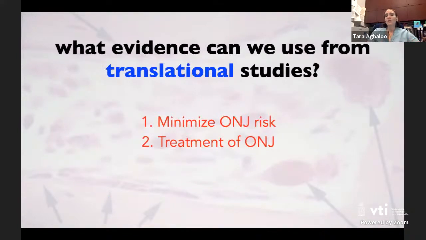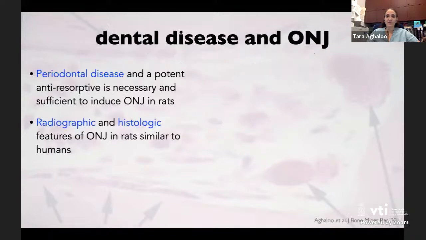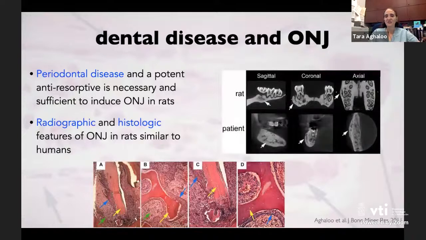A couple of the ways that we handle ONJ: one, can we minimize the risk? And then obviously if patients have ONJ, how do we treat that? And what evidence can we use from some translational studies that are available? Let's talk about the first part first. Like I mentioned to you, we already know that inflammation and dental disease is a risk factor and is really the reason why teeth need to be extracted. And so this is what we started studying, and this was our first publication in 2011, to look at exactly that: what is the pathophysiology of the disease? What we found was that periodontal disease and a potent anti-resorptive are both necessary and sufficient to induce osteonecrosis.